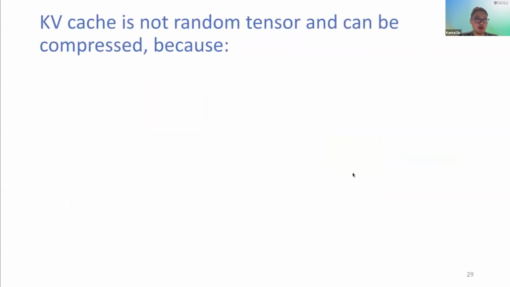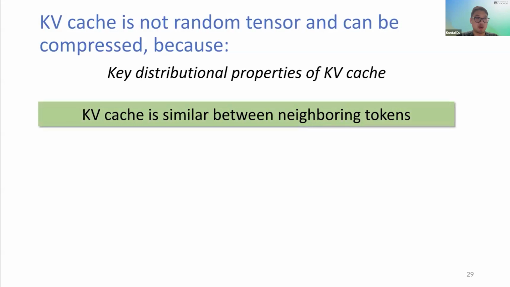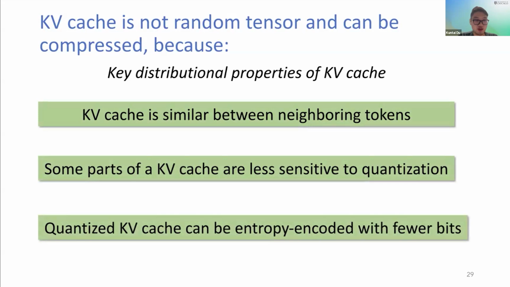And after talking to a lot of people in industry about this, their main impression of the KV cache is that it's just a random tensor and you cannot compress it easily, but that's not true. The KV cache is not random, and it can be compressed because the KV cache is similar between neighboring tokens. The tokens themselves can be hugely different, but the KV cache is similar. We also found that some parts of the KV cache are less sensitive than others to quantization, and the quantized KV cache can be entropy encoded with fewer bits. So let's dive into the first property.